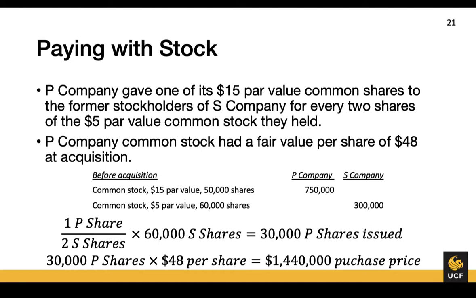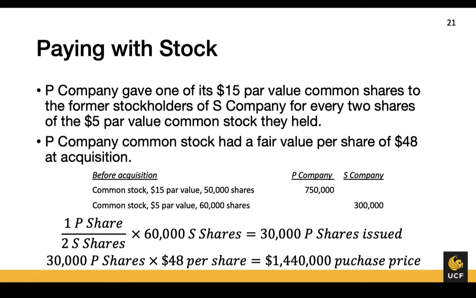So before the acquisition, P Company had $15 par value stock and 50,000 shares outstanding for a total balance of $750,000. S Company, on the other hand, had $5 par value and 60,000 shares outstanding for a total value of $300,000. So we need to figure out how many shares P Company is going to have to issue in order to make this exchange.